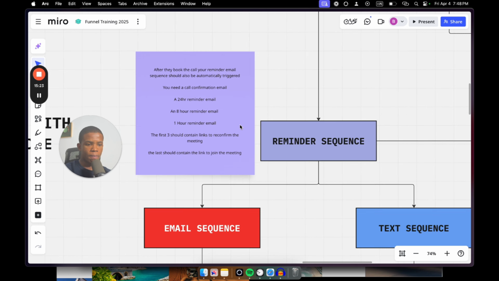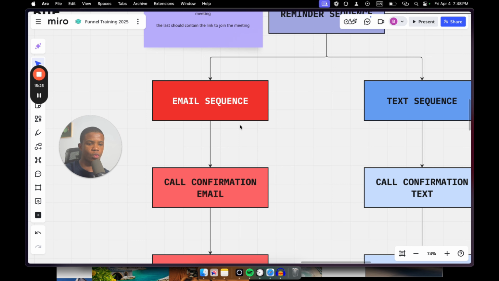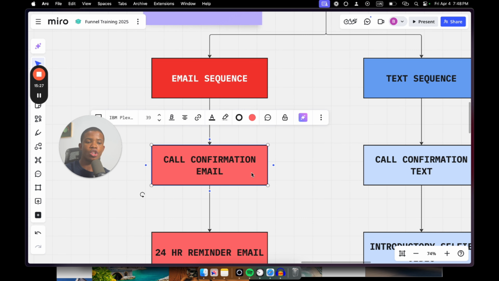So the reminder sequence here, the email sequence should be triggered immediately. You should have your confirmation email telling them, hey, thank you for booking the call. These are the reasons why you should come on the call. We're going to give you an audit, a checklist, all of these resources that are going to help you just in case you decide you want to move forward, or you don't want to move forward, or you want to go do it yourself. Give them incentives to show up to the call.